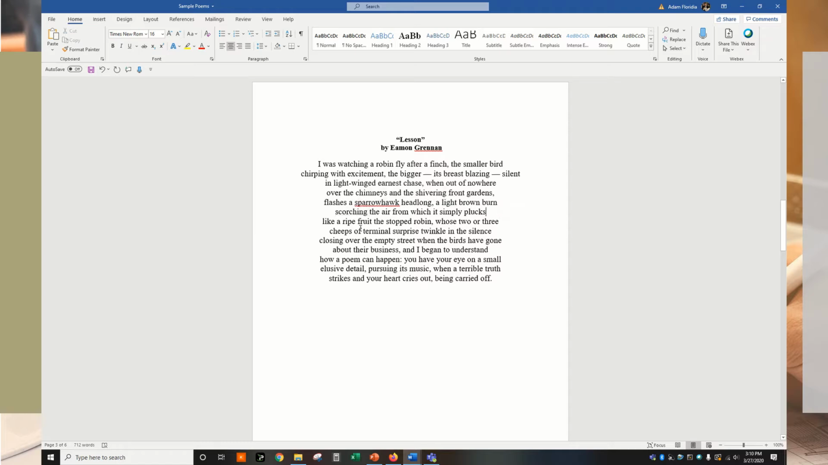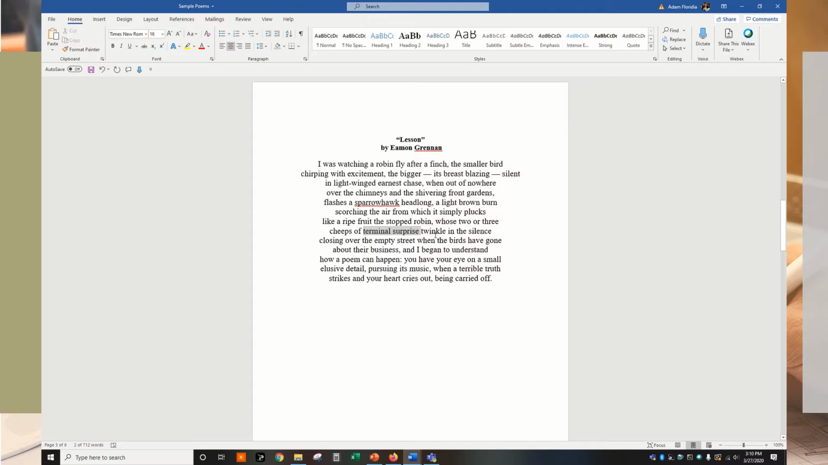The air from which it simply plucks like a ripe fruit. I had noticed a simile, like a ripe fruit, that stopped Robin, whose two or three cheeps of terminal surprise. I like that word choice. Terminal means that's the end of something, that this Robin just died.